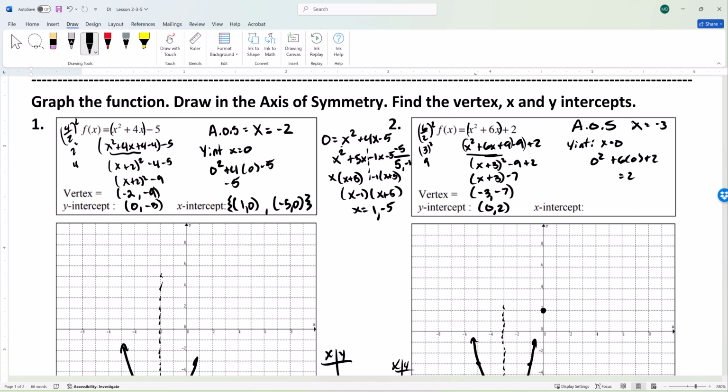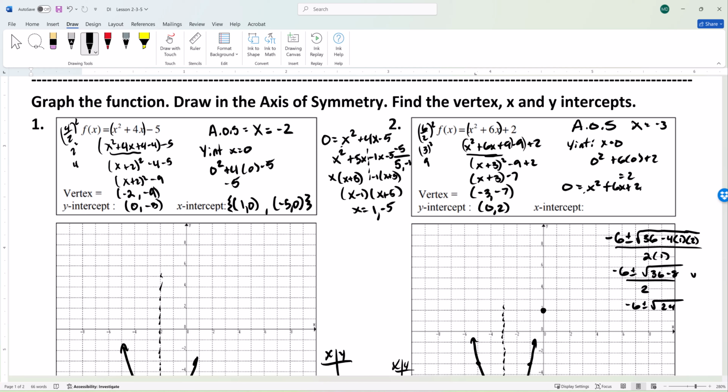Now to find the x-intercepts, you set the equation equal to 0. Now a times c, you get 2, factors of 2 that add to 6. You're going to have to use the quadratic formula. So negative b plus or minus the square root of b squared, which is 36, minus 4 times a times c, all over 2 times a. So negative 6 plus or minus the square root of 36 minus 8. So that's negative 6 plus or minus the square root of 24.